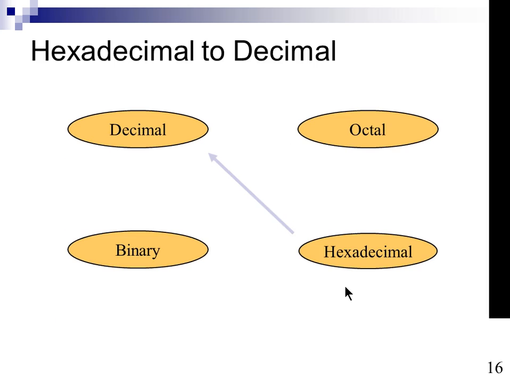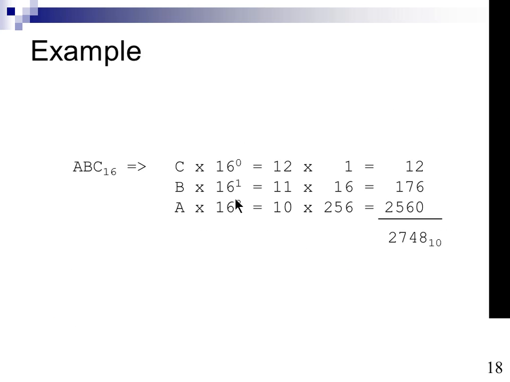Octal we will skip. Hexadecimal to decimal: now ABC is represented in hexadecimal format. If I want to convert it to an equivalent decimal number, how do I do that? This C has a weightage of 16 raised to 0, this weightage is 16 raised to 1, and this is raised to 2. C into 16 raised to 0, B into 16 raised to 1, A into 16 raised to 2, 16 square basically.